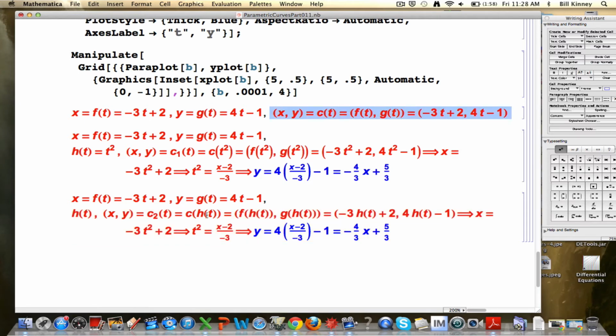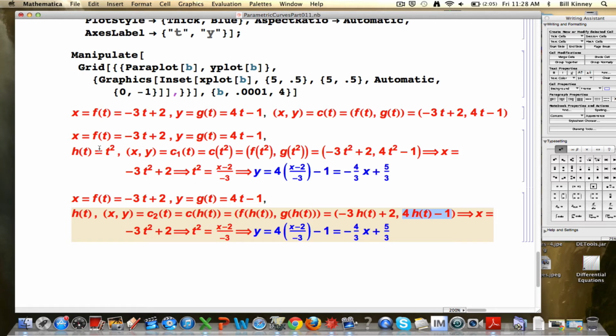The key thing is we still have a linear relationship between x and h of t, and y and h of t. Not x and y with t itself, but with h of t. It's a linear relationship. X does still equal -3 h of t plus 2. It's still linear in h of t, so to speak, even though h of t might be nonlinear. Y still equals something that's linear in h of t as well, 4 times h of t minus 1.